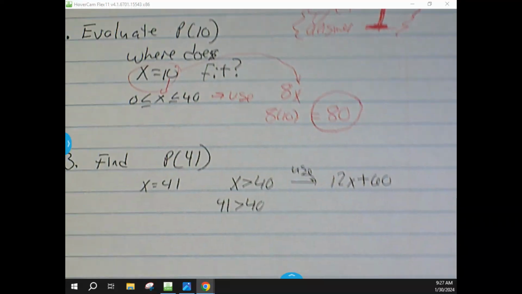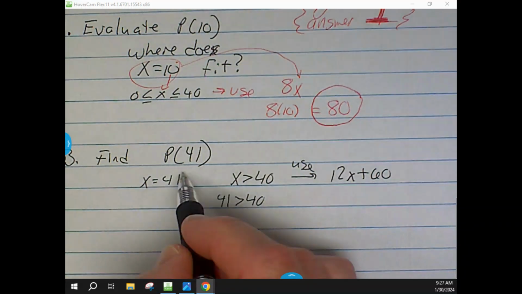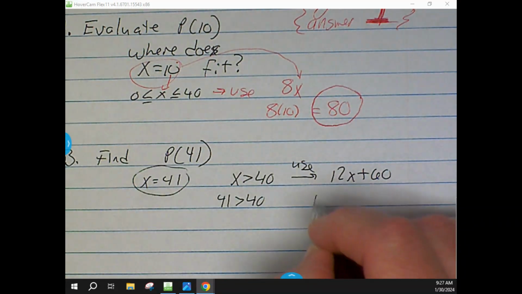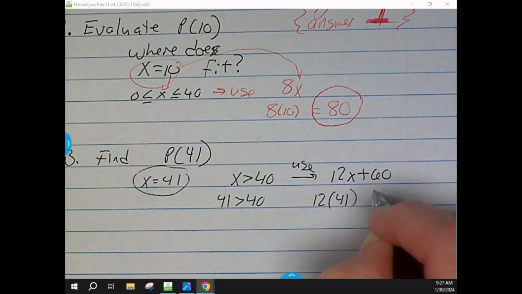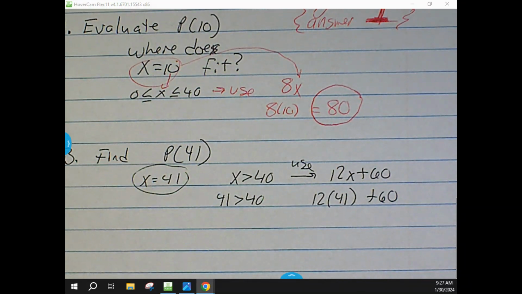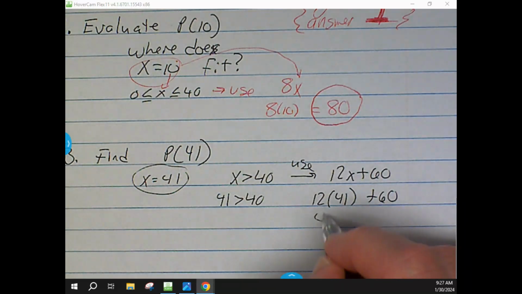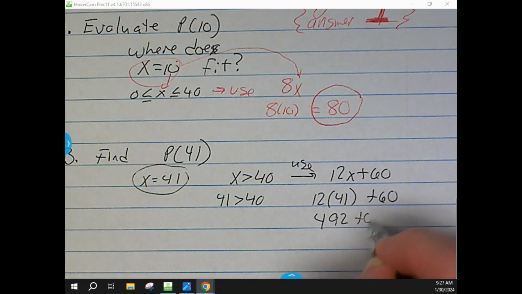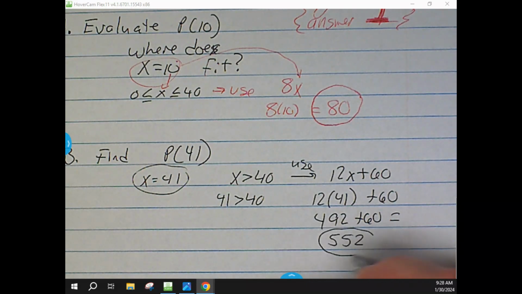Okay, so we're going to use the 12x plus 60 part. So again, we're plugging in x equals 41. So it's 12 times 41 plus 60. So it's 492 plus 60, which would be 552, if my math is correct.